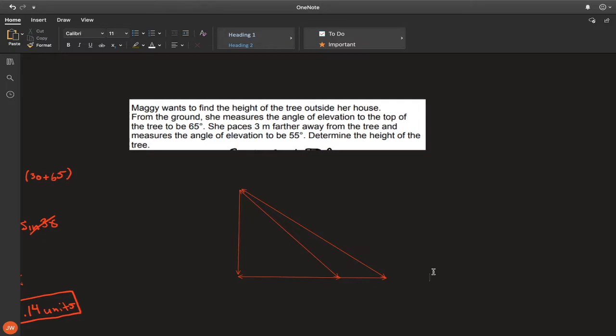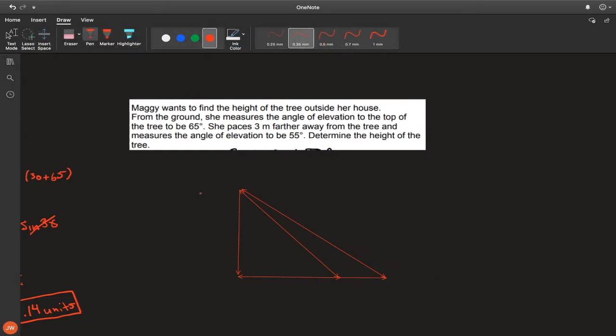So, let's go over this one more time. This angle in here was the first angle when she walks out, and it's 65. This is the angle of elevation, 65 degrees. And this is the tree. I'll just say T for tree.